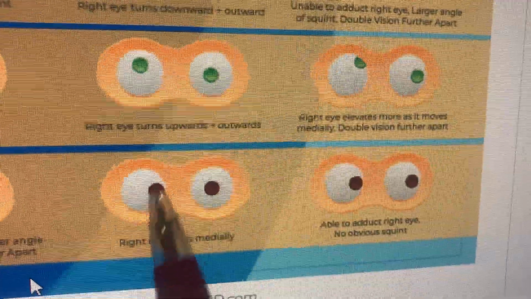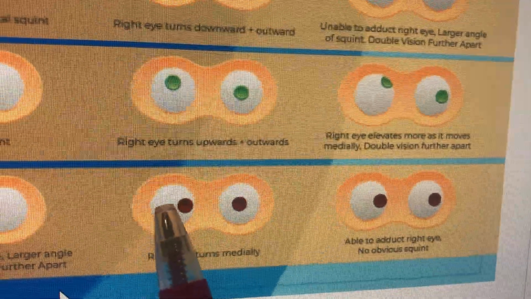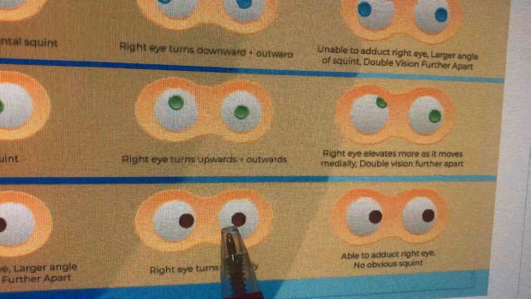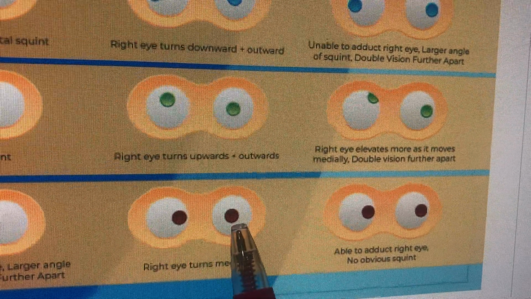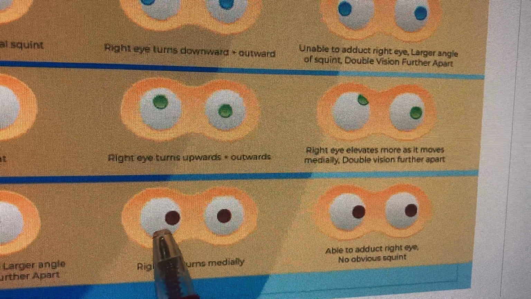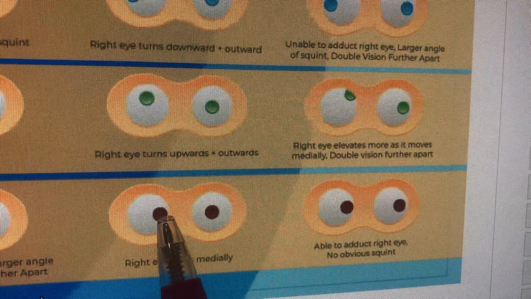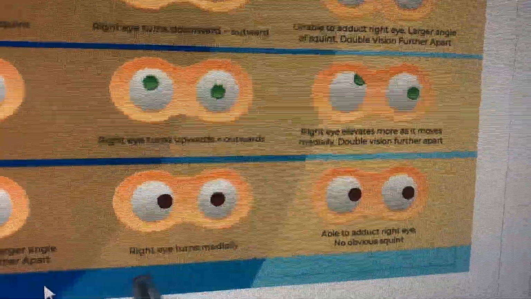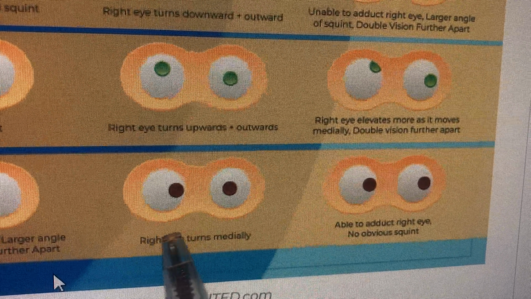So let's say this eye is the one which has the problem with the sixth cranial nerve. When you ask them to look straight ahead, this eye, which is the left eye, is normal because it doesn't have any palsy with the nerve, but the right eye has the sixth cranial nerve palsy, and therefore is not going to look straight ahead. It's going to look a little bit towards the nasal side, which means the right eye turns medially, and immediately you know, oh, okay, there's some nerve palsy.